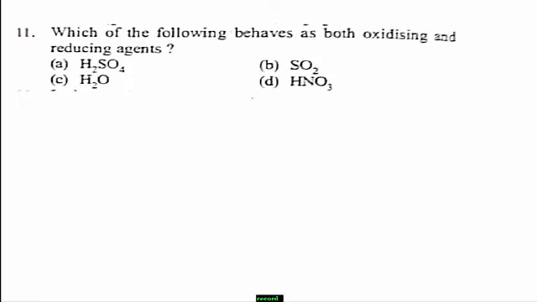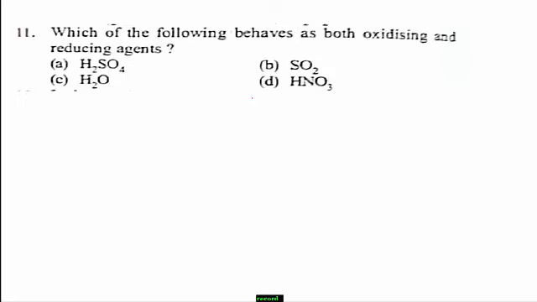Next, question number 11. Which of the following behaves as both an oxidizing and a reducing agent? Among the given options: option A H2SO4, option B SO2, option C H2O, option D HNO3. Which one is the right answer? Think yourself, students. Remember the concept.